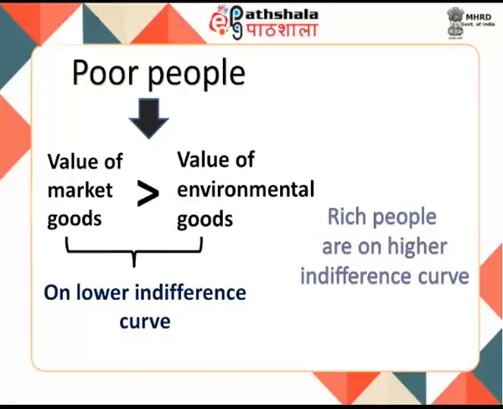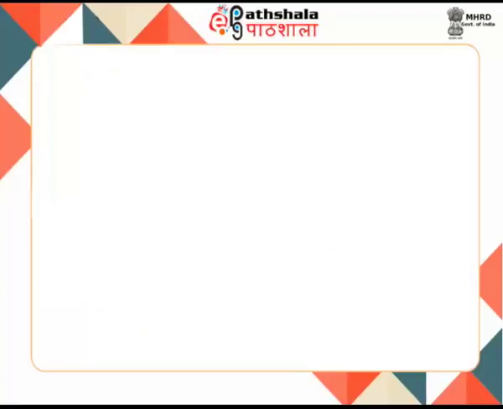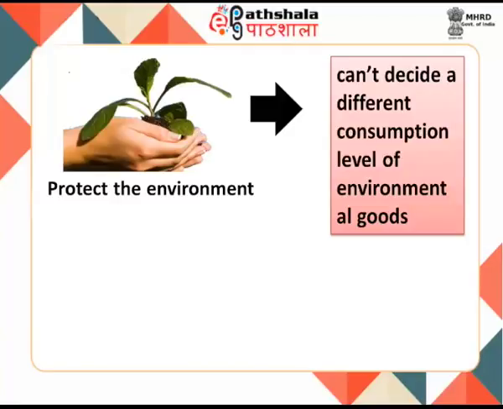But when the people are facing the trade-off between market goods and the environmental goods, the collective decision making for the whole society becomes more difficult and complicated. The individual can choose about her consumption of market goods only. She may decide to help in protecting the environment but can't decide a different consumption level of environmental goods for herself as compared to other people around her.